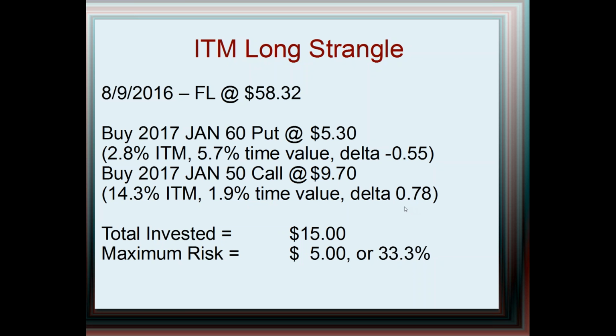So I stuck with the 50, and we'll just use it as an example. So where are we at now? I have to pay $970 per contract for our in-the-money 50 strike call, and $530 for the January 60 put that we would have paid in the married put. I now have a total investment of $15.